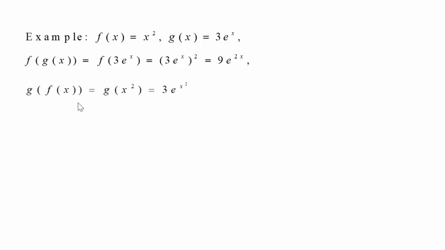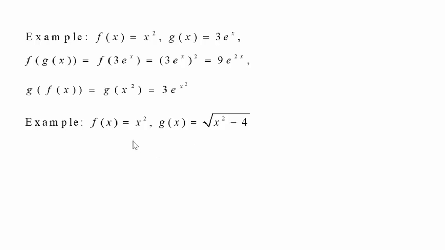Next, g of f of x. Now we replace f of x by x squared. And this x squared is a new input for the g function. So we need to write 3 e to the, this x will be replaced by x squared. And that you see here.